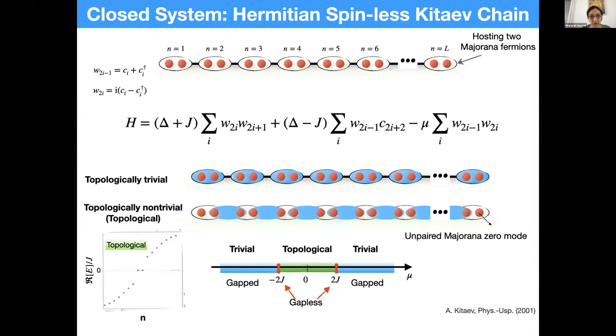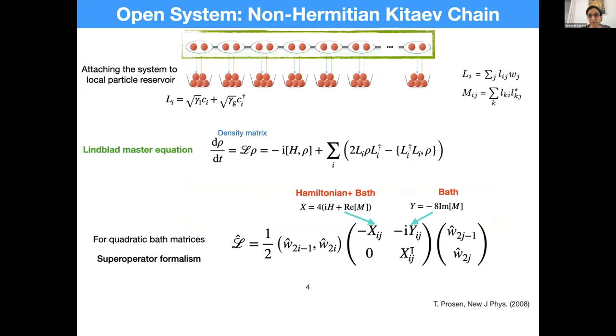So basically, that's all we need to know about the Kitaev chain in the Hermitian case. Now let me move on and tell you what particular interacting system I'm interested in and how we can explain it in terms of non-Hermitian systems. In the first presentation, we heard about systems with loss and gain, and I would like to continue my presentation along that line.